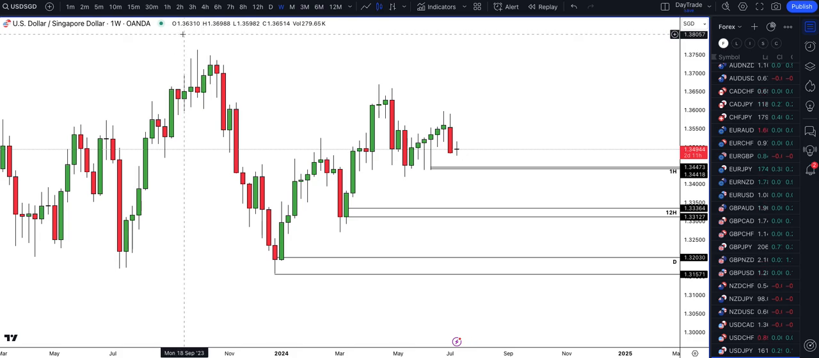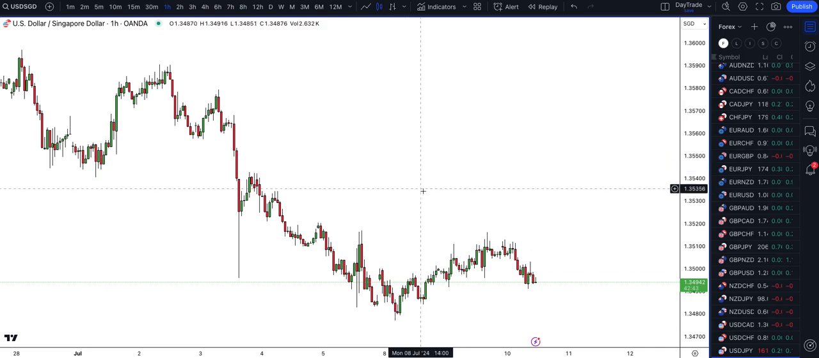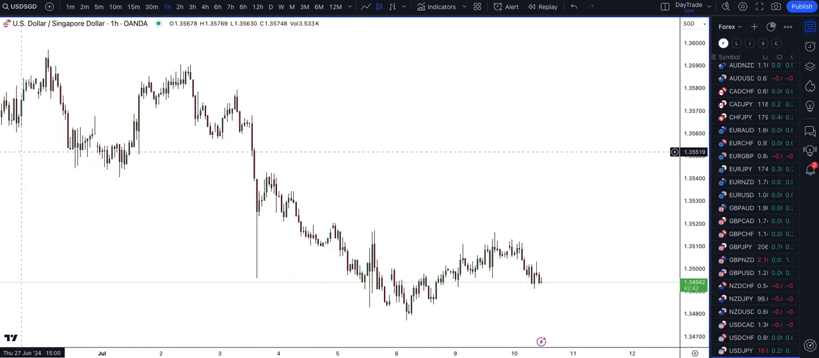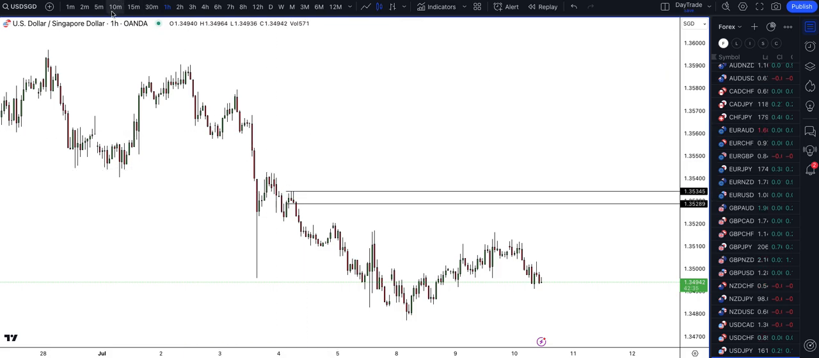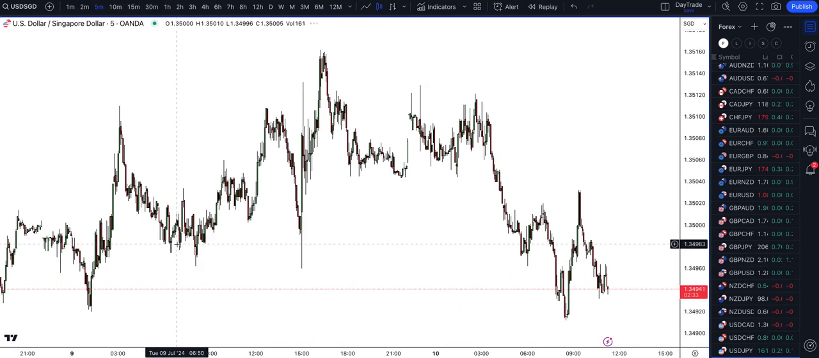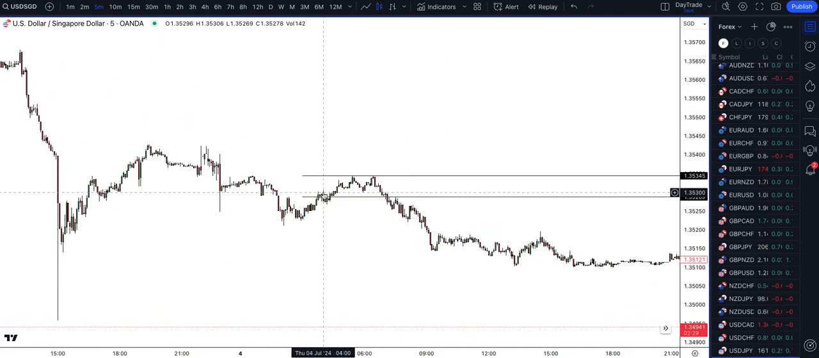Okay, dollar Singapore dollar, going into the hourly time frame. Again, there's not really much for us here. There's potentially this zone up here. I'm going to go to the 5 minute time frame. It's not bad.